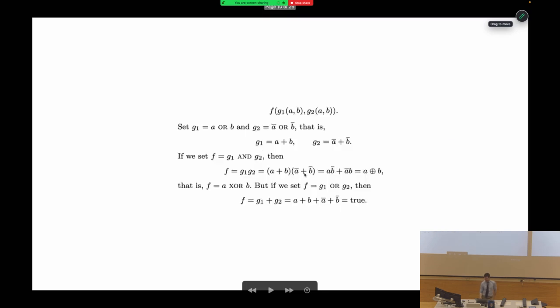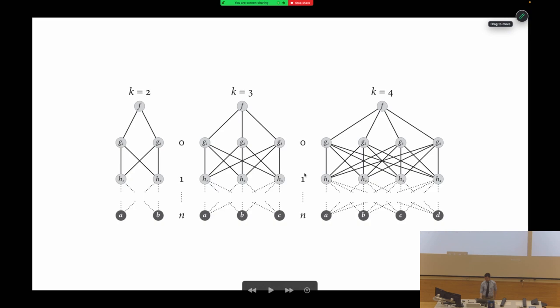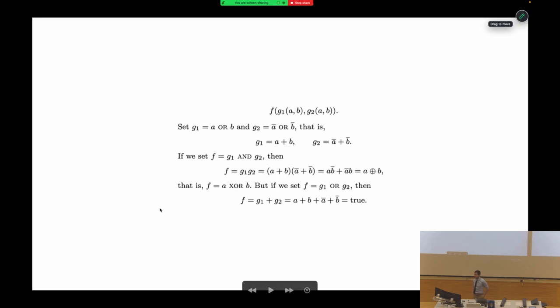So just coming to k equals 2, let's look at k equals 2 for one layer. I just want to say f is a function of g1 and g2, which are each functions of a and b. So how do you do this composition of Boolean functions? Well, you do it in the same way that you do composition of ordinary functions. Here are a couple of examples. I'll set g1 to be a or b, and g2 to be not a and not b.